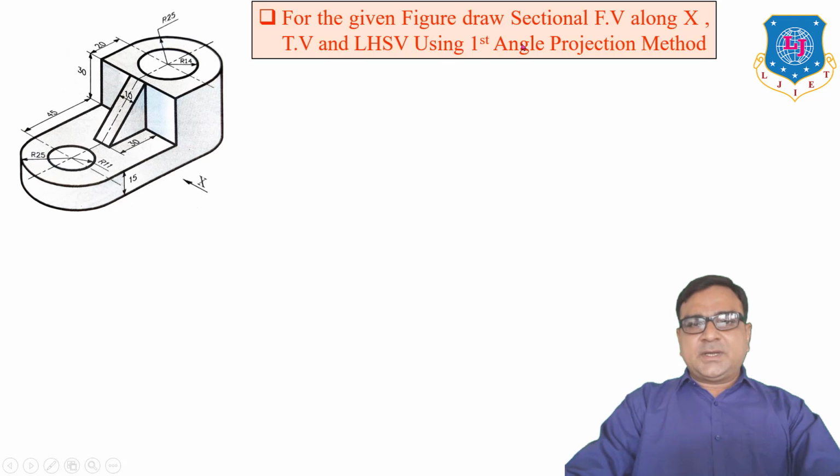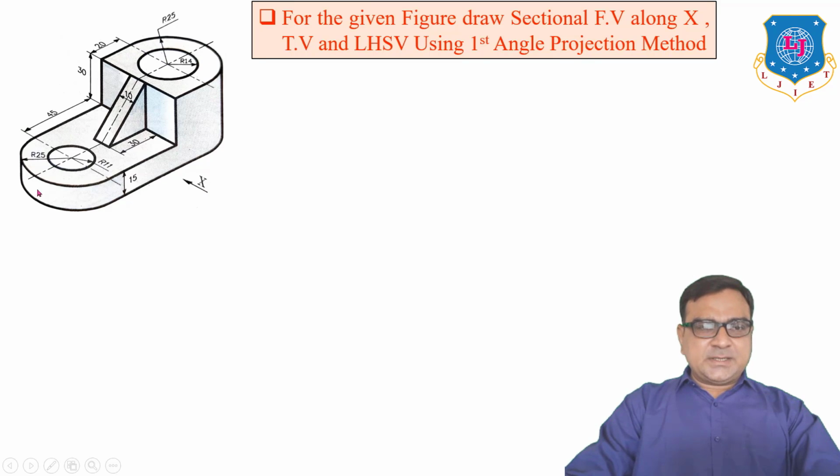For the given figure, draw the sectional front view along X, top view and left hand side view using the first angle projection method. So this is one pictorial view of the 3D object. The X direction represents the position of the observer.